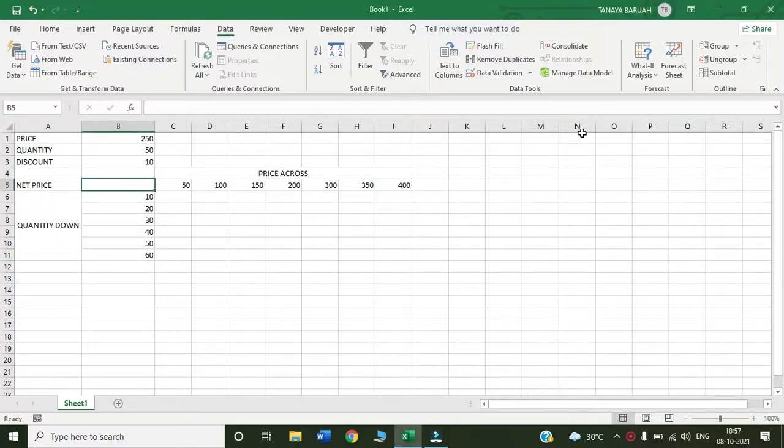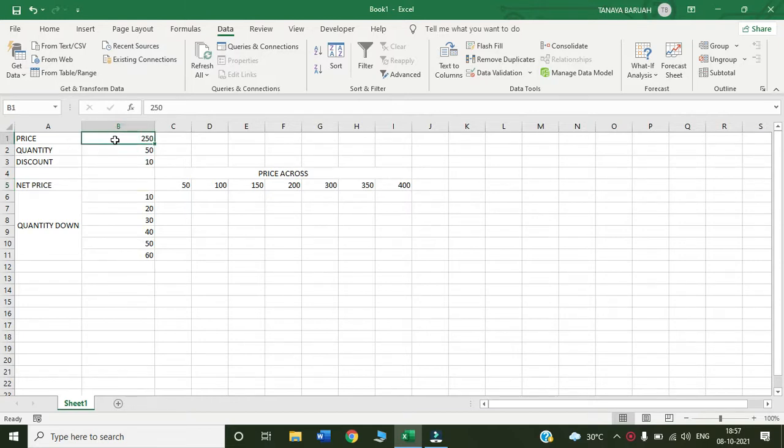Let us today learn about the data table feature of MS Excel. This is an example taken from a textbook. This is the price of an item.